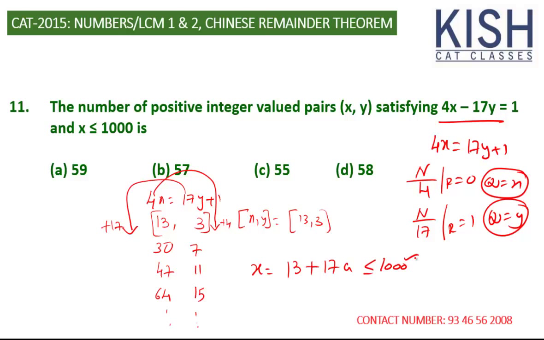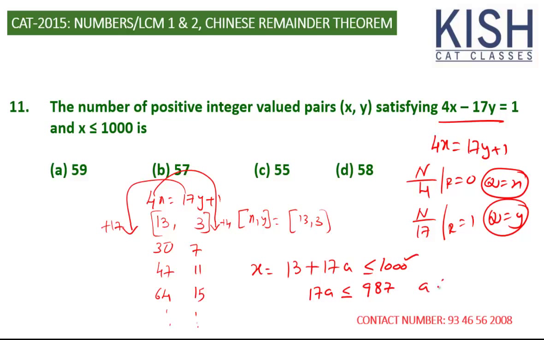Or we can say that 13, 30, 47, 64, the numbers are in arithmetic progression. What is the nth term? Nth term is less than or equal to 1000. Find the nth term and how many terms are there. That's it. So this means it's going to be 17a less than or equal to 987.